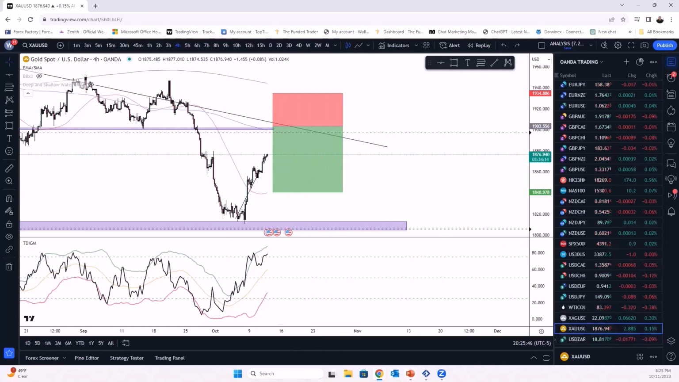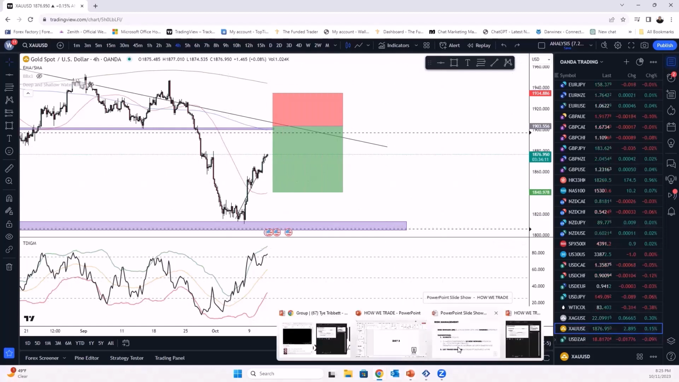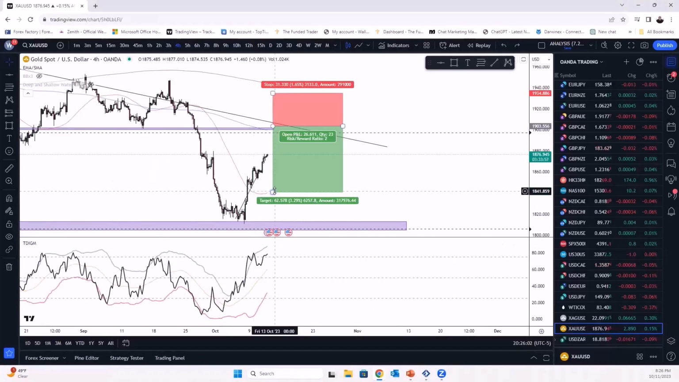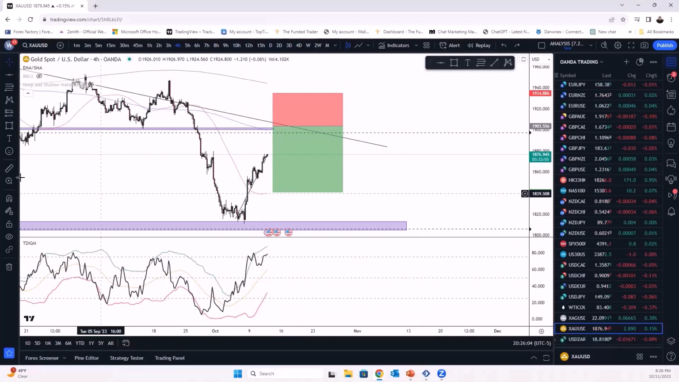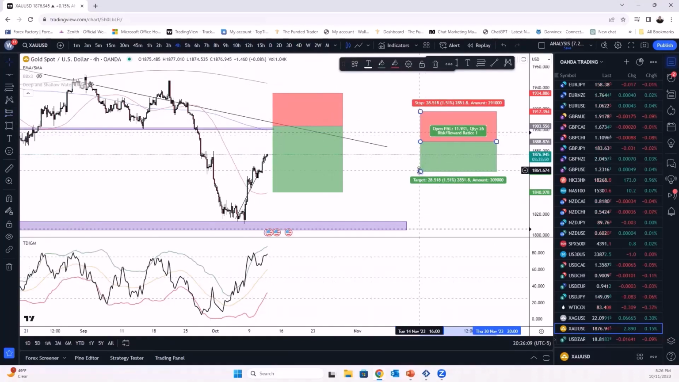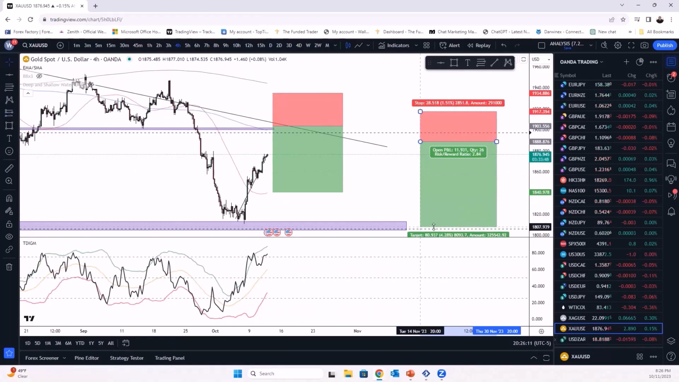All right. And so risk reward is going to be key. It's going to be important that you maintain at least a 2-to-1 risk reward on all of your trade ideas. And the way that I do it is I look for where my take profit is going to be, and then I adjust my risk reward. So I'll drop this, move my take profit to wherever it's going to be, and then I'll move my risk reward to at least a 2-to-1 minimum.